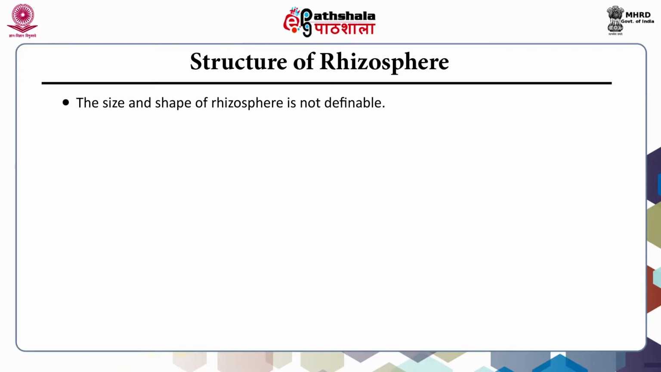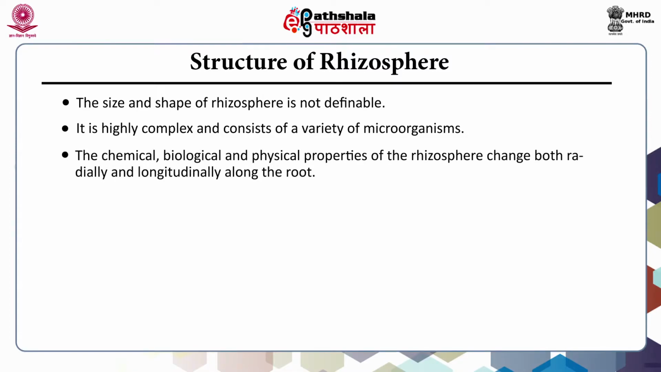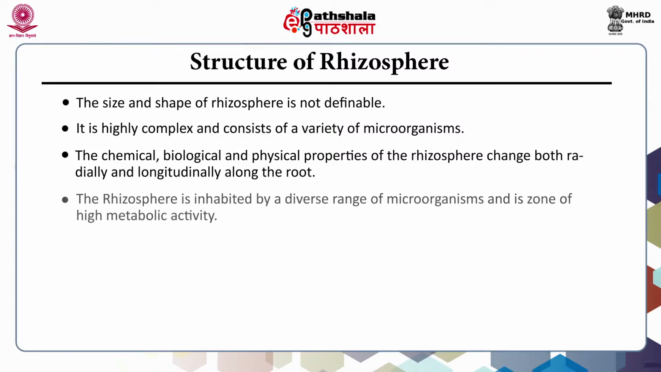Now, the size and shape of the rhizosphere is not definable. It can vary or it can be as complex as made by the microorganisms. The chemical, biological and physical properties of the rhizosphere keep changing along the root. In some places the microorganism population will be dense, in some it will be low. It keeps varying along the root region. The rhizosphere is always inhabited by a diverse range of microorganisms and is a zone of high metabolic activity.